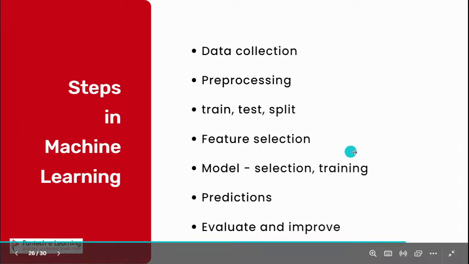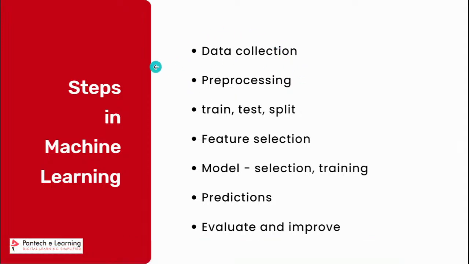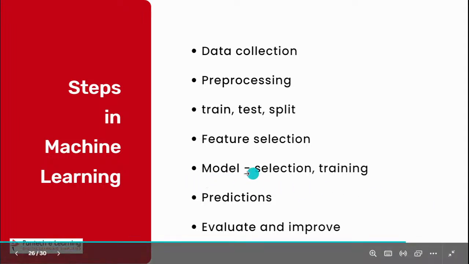So what are the steps? First, we collect the data, pre-process the data, split the data, and select only the needed data. Then we create a model and train the model. Then we do the prediction. Finally, we get the output. So this is the process.